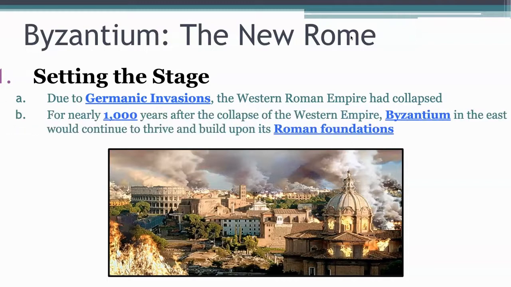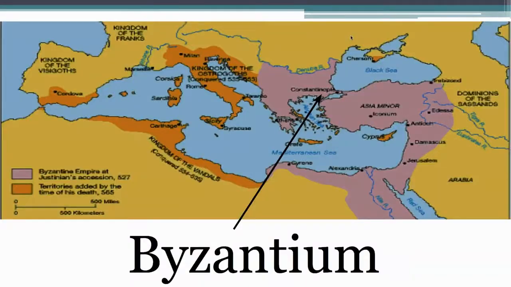But what we need to expand upon here is the Eastern Empire thrives. So for nearly 1,000 years after the collapse of the Western Empire, Byzantium in the East would continue to thrive and build upon its Roman foundations. After all, it was ruled by Romans, so it's definitely going to be Roman. So let's take a look at this on a map. You've already seen this map. I showed it to my classes a few days ago.